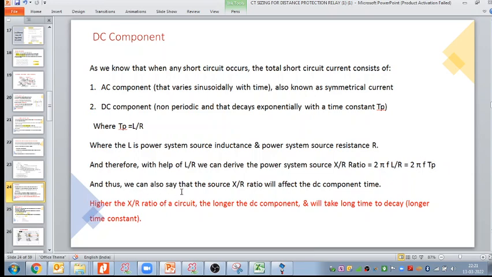Thus we can see that the source X by R ratio will affect the DC component time. The higher the X by R ratio of a circuit, the longer the DC component takes to decay, which means a longer time constant. So we are going to derive the X by R, and with the help of that we can find out the source resistance and reactance values.